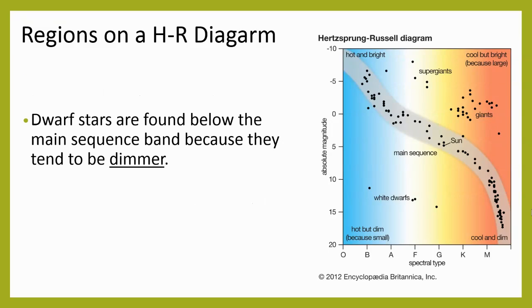And then finally, dwarf stars, which are the remains of those small main sequence stars, tend to be found below the main sequence band. This is because they're much dimmer. They're not having that energy they're giving off to give them the brightness.